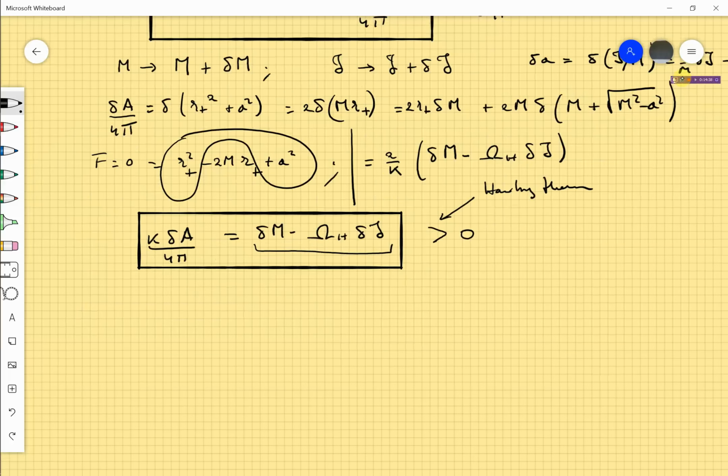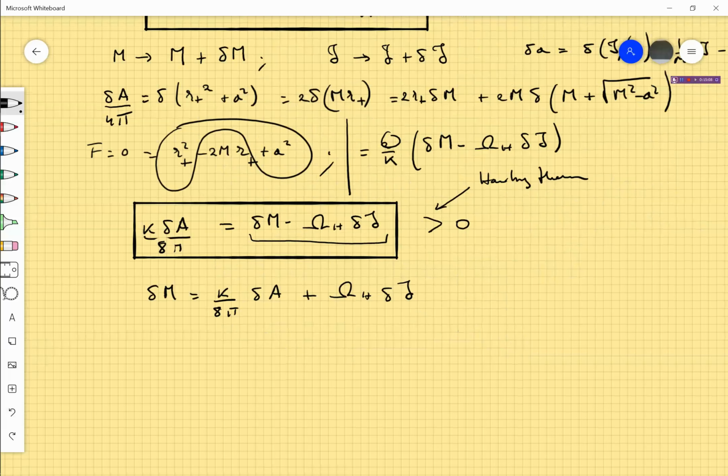And the second thing that we can do is to rewrite this in the form of a first law. Okay, so this would be, well, I think this form, because of this factor of 2, this is 8, sorry. So it is kappa over 8 pi delta A plus omega_H delta J. And now this really has a form similar to the first law of thermodynamics, okay, where this would be the delta of E, this would be delta S, this would be temperature, and this would be a chemical potential, and so on.